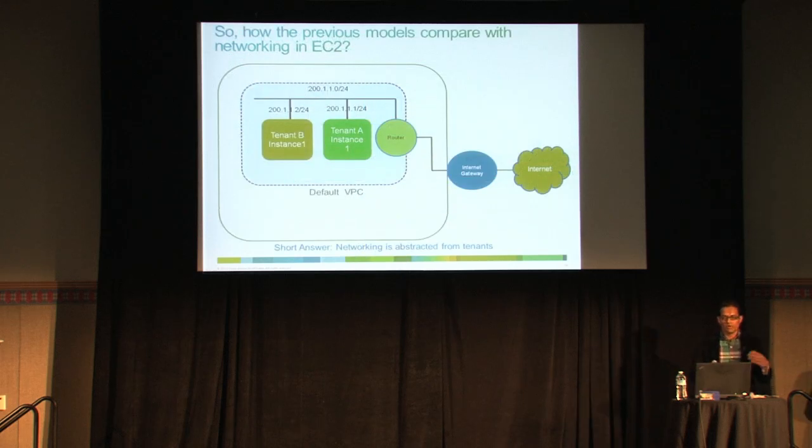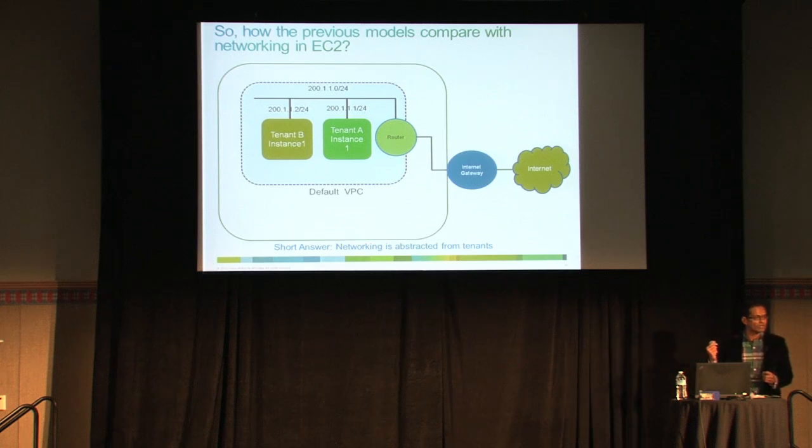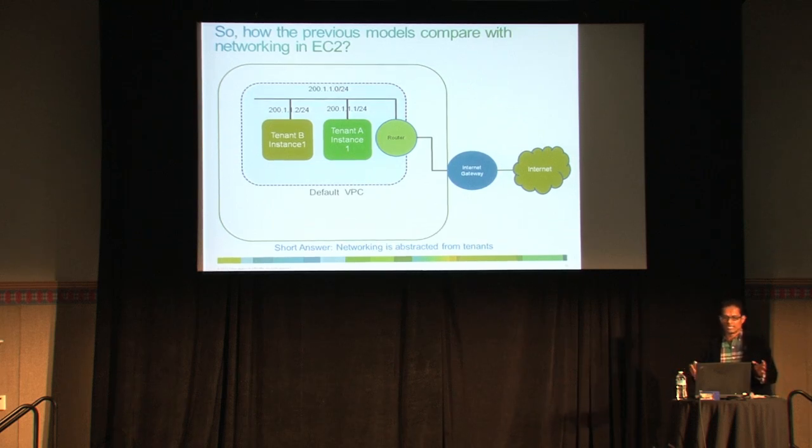So you have seen several models, about 3. So how do the previous models compare with networking in EC2? It's almost similar, right? So basic networking in EC2, you go ahead and launch an instance, and it connects to a network. You are not controlling. You're not creating a network. You're not creating a subnet, IP, and all of that. It's all abstracted away from you. So that's what it is.